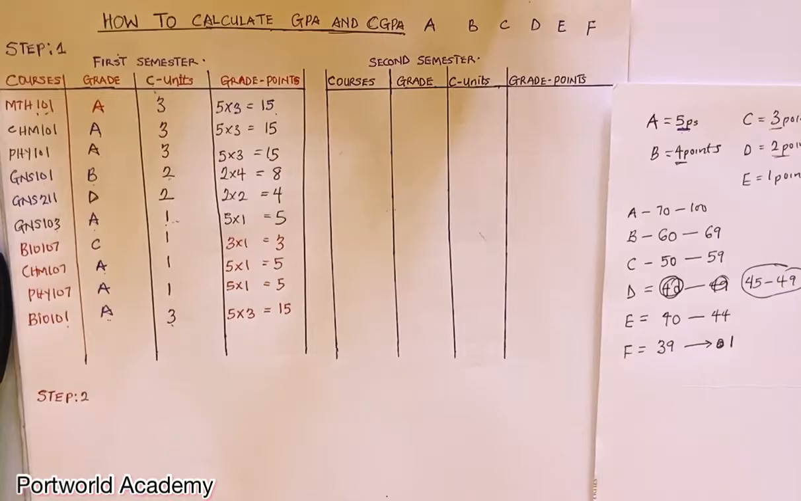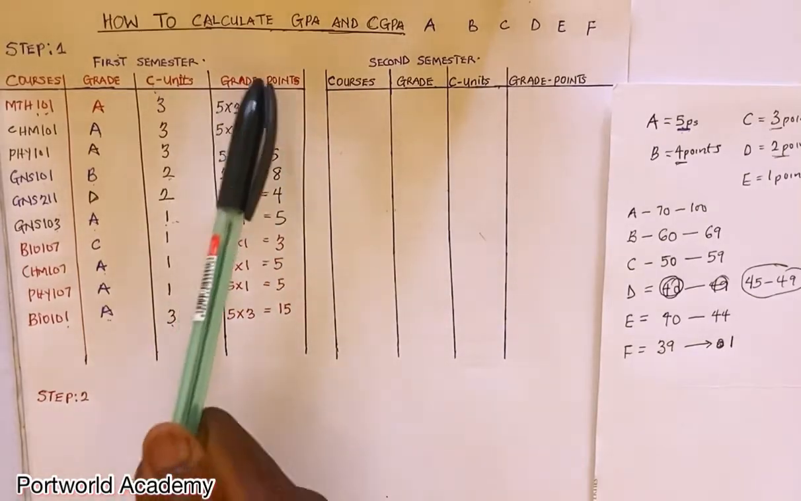But in a year we have 2 semesters in a session, and the total grade point of these 2 semesters is what we call the cumulative grade point, which is the CGPA. You get it, right? So what you can actually have as far as the first semester is concerned, that's the GPA. Then let me just show you how to calculate the GPA.